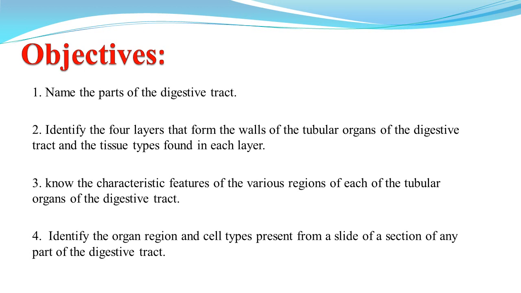To name the parts of the digestive tract and to identify the four main basic histological layers that form the wall of tubular organ in the digestive tract, and to know the type of tissue which is found in each layer, and to identify the main characteristic feature of each organ in the digestive tract, and to identify the organ region and each cell type which presents in a slide of a section of any part of the digestive tract.